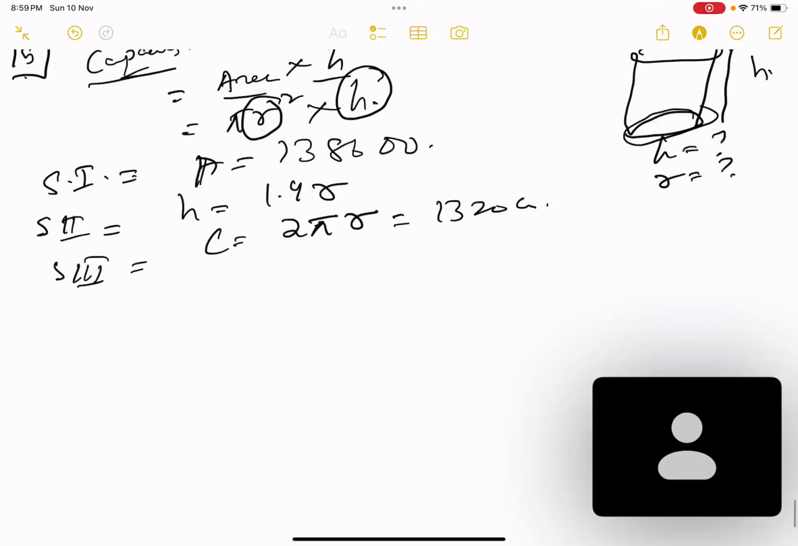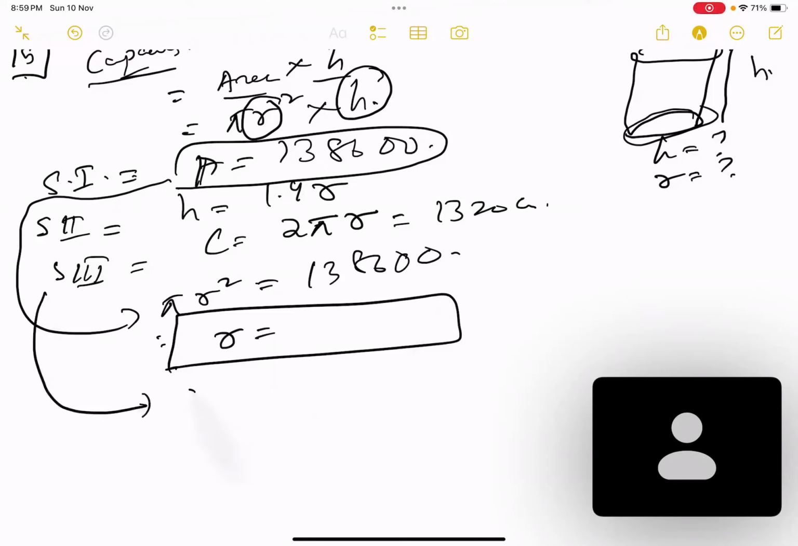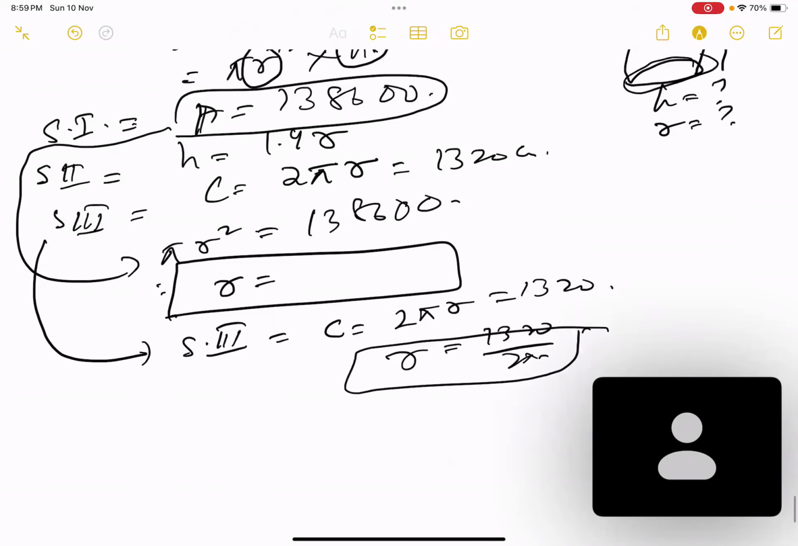Now, if we look at these three statements, the first statement gives the area. So area, which is pi r squared, is 138600, right? So we can solve it and find out the radius value. Similarly, statement 3, the circumference, which is 2 pi r, is 1320, right? Now we can solve it. Radius is nothing but 1320 by 2 pi. So like this also we can find out the radius.